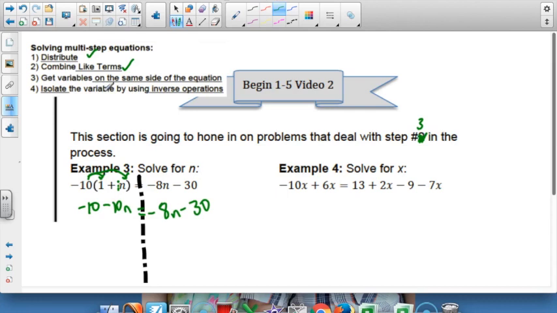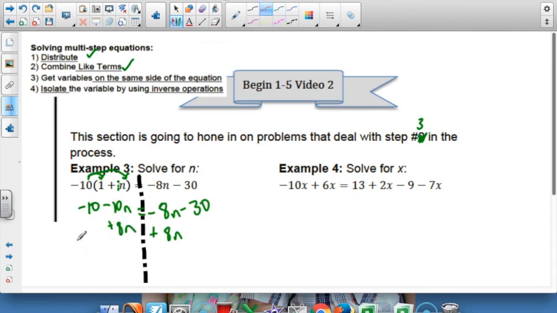It says get variables on the same side of the equation. That means I've got n's hanging out on both sides. So I'm going to take this 8n and I'm going to move it over here. Now, this is a -8n. How do you think I'm going to move it across that equal sign? Anytime you're crossing the equal sign, no matter what kind of number it is you're trying to move, you've got to use inverse operations. This is a -8n, so if I want to move that, I'm going to add 8n to both sides.